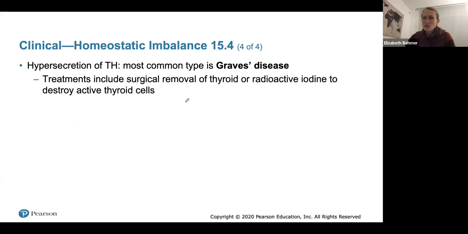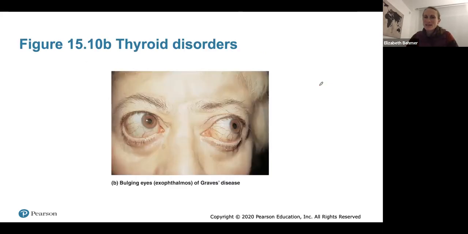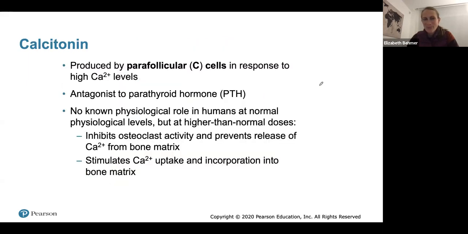Treatments can include surgical removal of the thyroid. If you have too much thyroid hormone, you can just take your thyroid out, and those people can take synthetic thyroid hormones for the rest of their life, or a type of radioactive iodine. Remember, your thyroid hormones need iodine to function. They're the only cells in your body that need iodine. So if you give your body a radioactive iodine form, radioactive is bad, and that'll just destroy the active thyroid cells. Here is bulging eyes, exophthalmos, which is a common sign of Graves' disease as well.